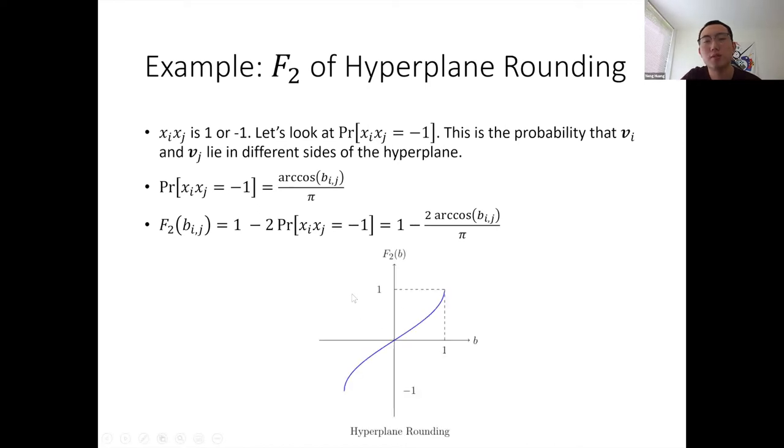And this is the plot of this function. As you can see, this is a nice looking function. It's monotonically increasing. It's an odd function, and it's a convex function in the interval 0 to 1. It's a concave function in the interval minus 1 to 0. We will see this plot again later.